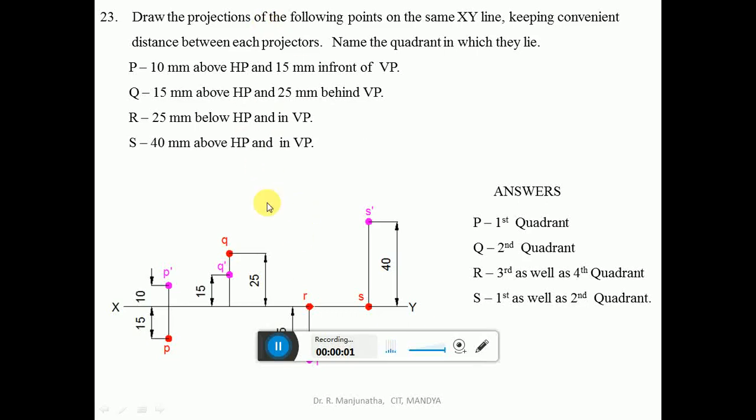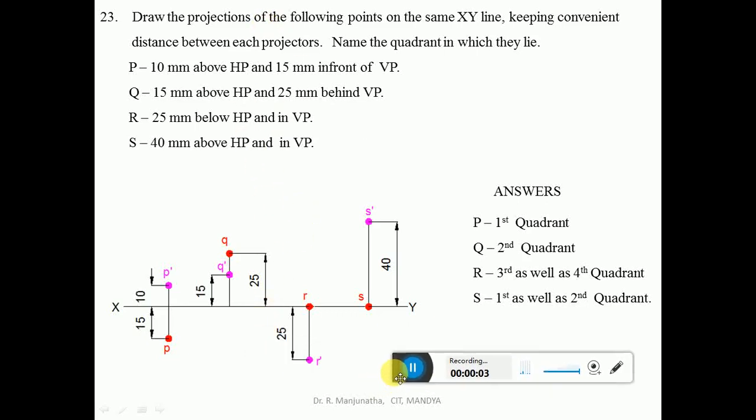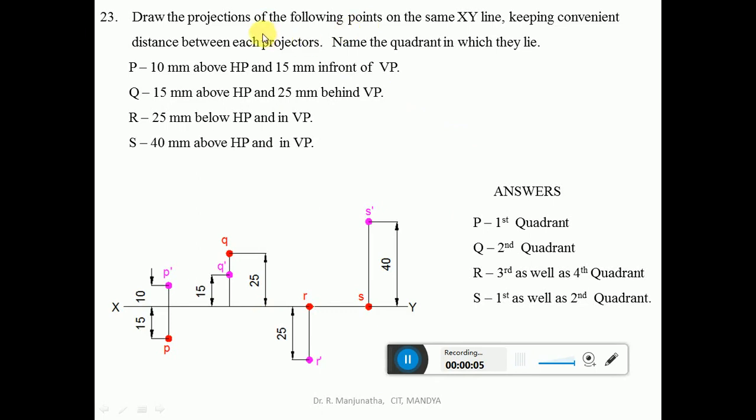Draw the projections of the following points on the same XY line, keeping convenient distance between each projectors. Name the quadrants in which they lie. Point capital P 10 mm above HP, 15 mm in front of VP.